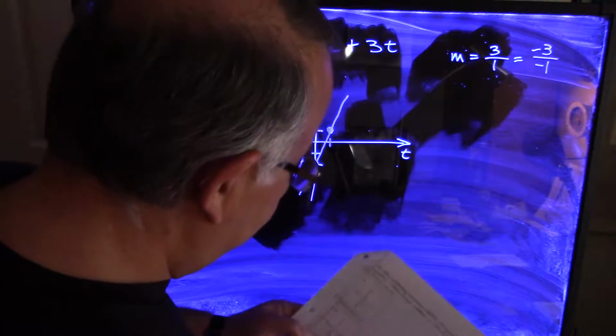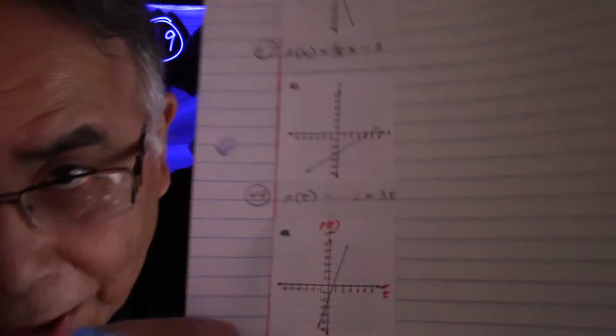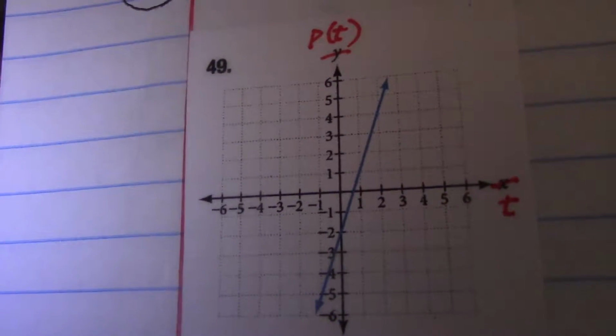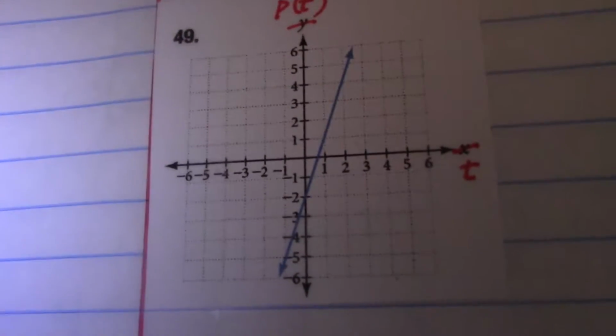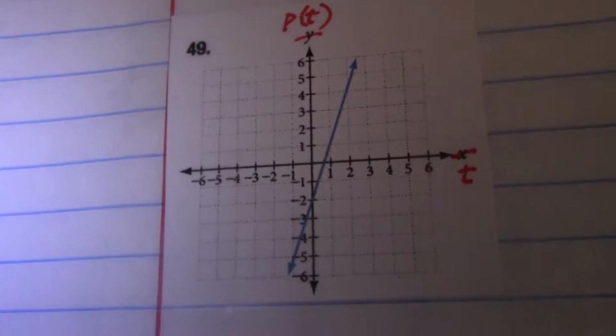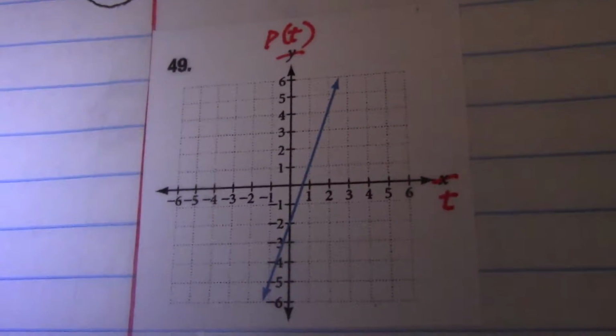And there you go. Here's the official graph right there. As you can see, they labeled it X and Y because they're in the same habit that most of us are in, right? Call it X and Y. But actually it should be T and P or P of T.